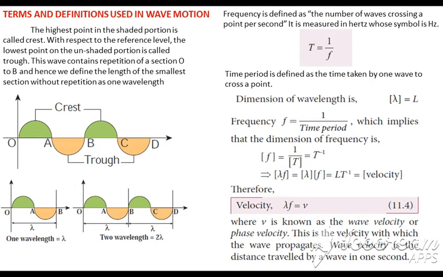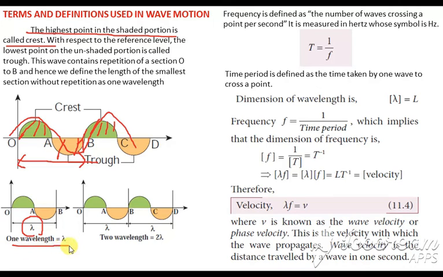Okay, next we have a few terms which are involved in wave motion. The highest point in the shaded portion is called a crest. As we know already, when we have the wave in this form, the highest position is called a crest, and the lowest position is a trough. Between one crest and one trough, if you combine them, that is called a wavelength. So one wavelength is lambda.